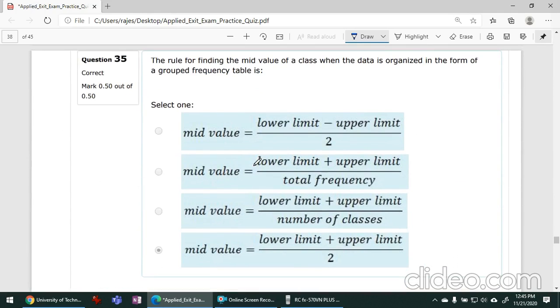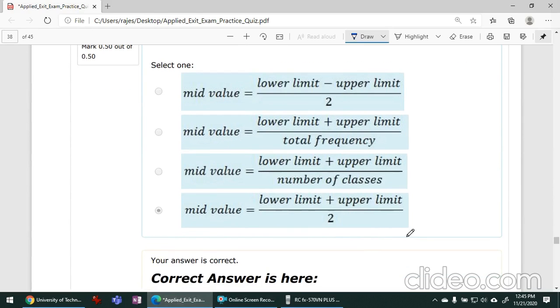Now, the rule for finding the mid value. Okay, if you want to find the mid value of a class, what is that? Lower limit plus upper limit divided by 2. See, look here. If you have a class like this.